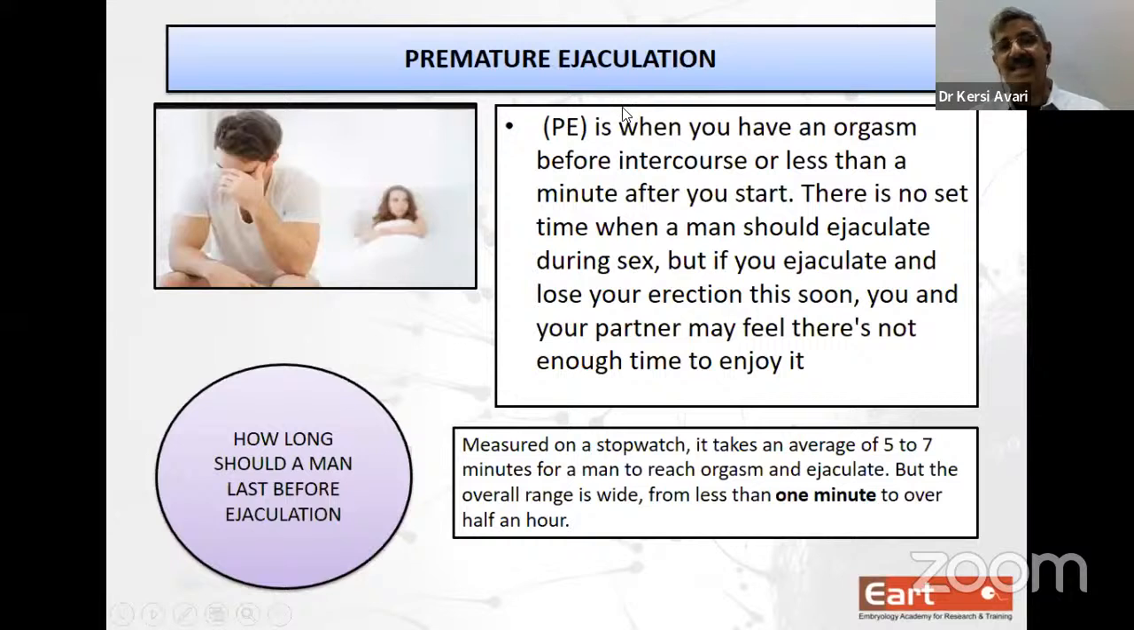Now, PE, premature ejaculation, is when you have an orgasm before intercourse or in less than a minute. Now, basically, there is no set time. But what happens is once you ejaculate, the erectile potential suddenly crashes down. You got my point? Means the body thinks a certain act is done, I should be back to normal. So the satisfactory or enjoyment time is not there. Actually, in ejaculatory research, measured on a stopwatch, it takes 5 to 7 minutes for a man to reach orgasm and ejaculate.